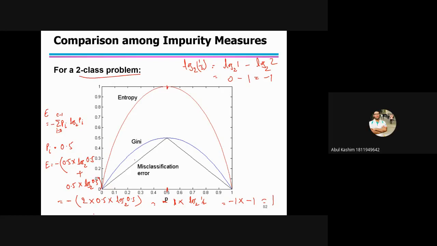Is it clear? How did I find entropy for when the probability of one of the classes is 0.5? Is that clear? In the same way, if I change the probability from 0 to 1, it will have different entropy. And if you plot the graph of entropy against the probability, you will always get a graph with a shape like this. Is it clear?